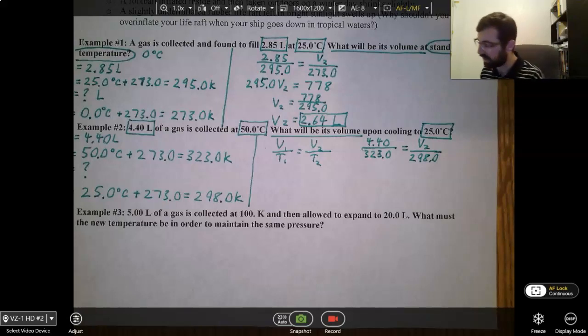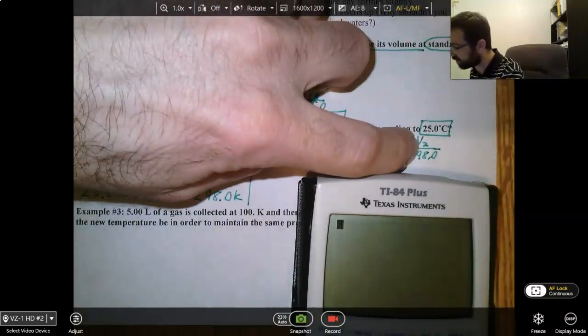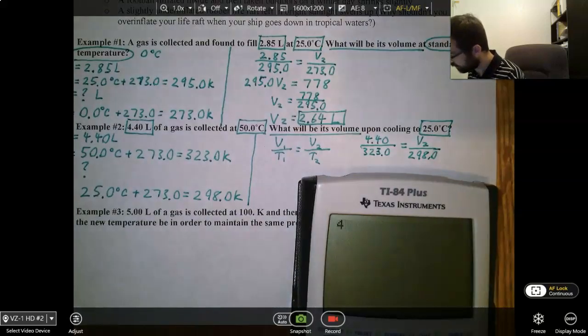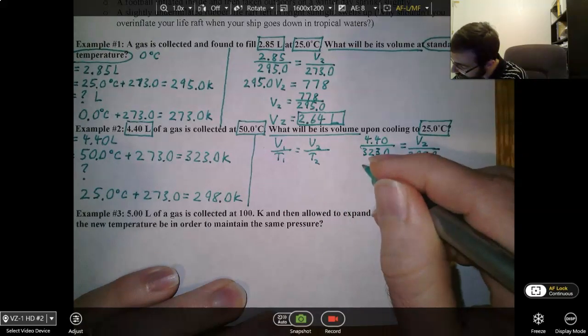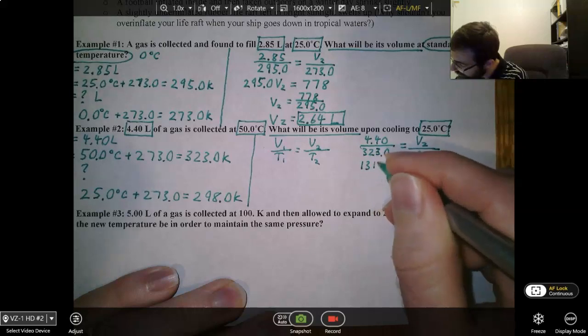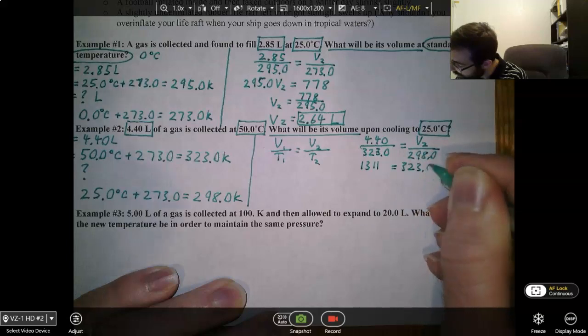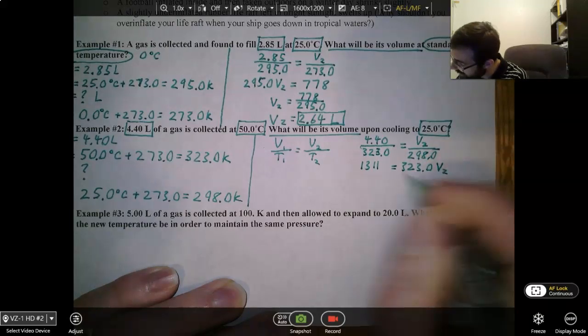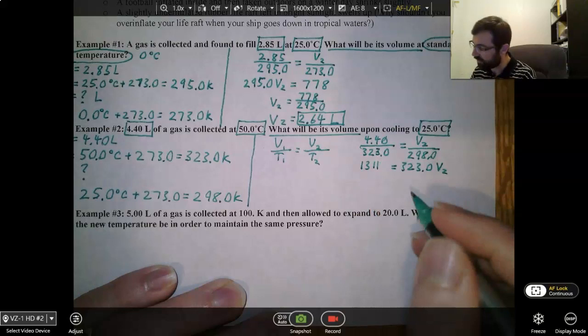Easiest way to solve these problems, in my opinion, is usually cross multiplication, just because it's consistent. You can always do that and it'll work. So I'm going to do 4.40 times 298.0, cross multiplying. You get 1311.2. I'm going to need to round this to 3 sig figs at the end. Let's just call it 1311, equals 323.0 V2. Don't forget, we're going to round at the end to 3 significant figures because I have 3 significant figures there.